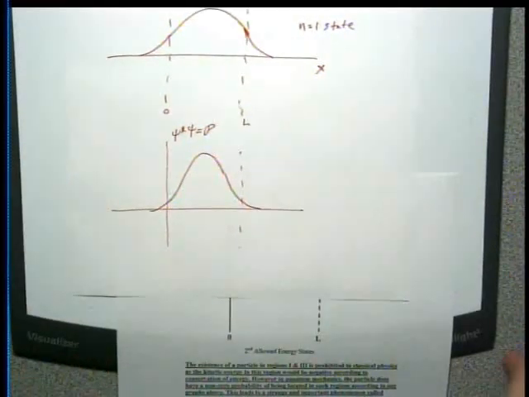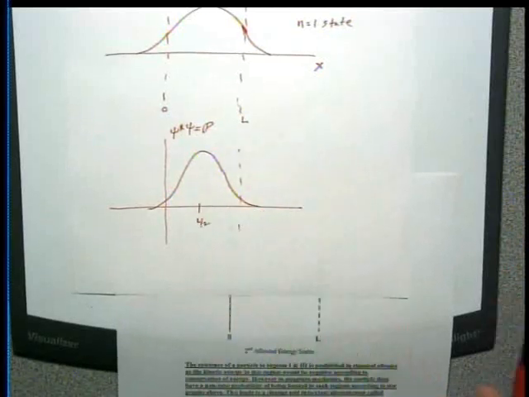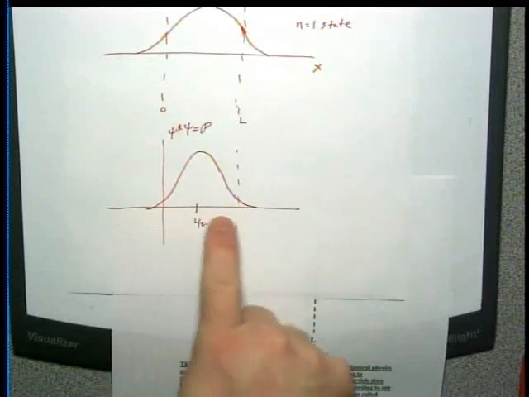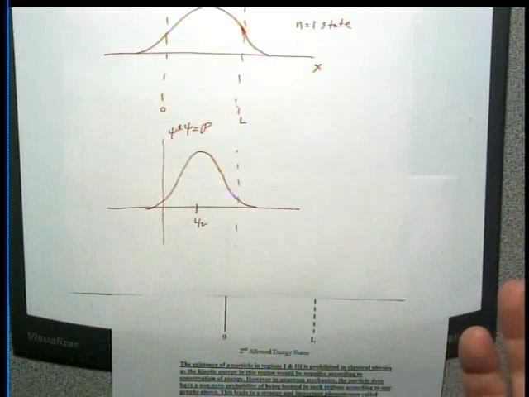Where's it most probable? It's most probable at L over 2, by symmetry. That's the most likely place to find the electron. Where's the average place to find the electron? Well, that means I have to sum this all up, but I can tell you that by symmetry as well, the average is L over 2, so the average and most probable are in the same place. So if I was to make a measurement, then the answer I'd most likely get is L over 2.